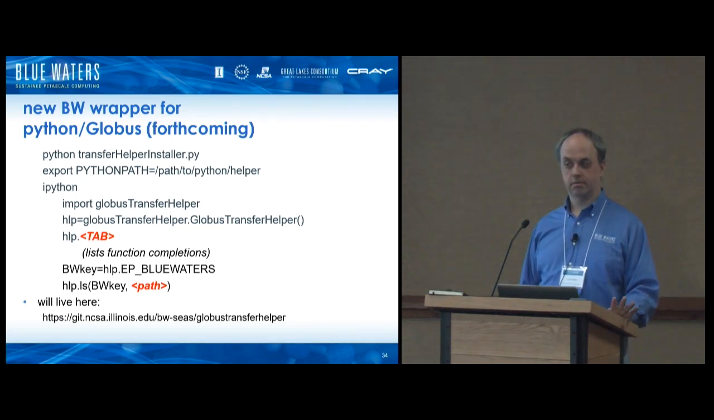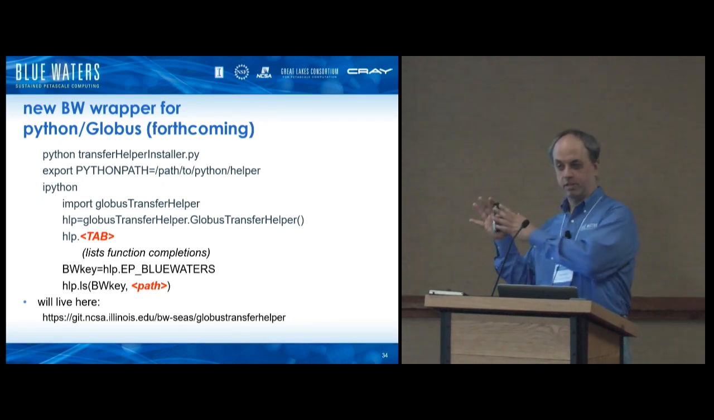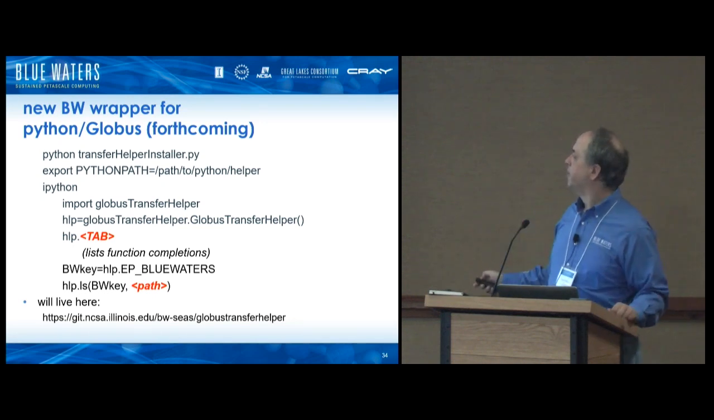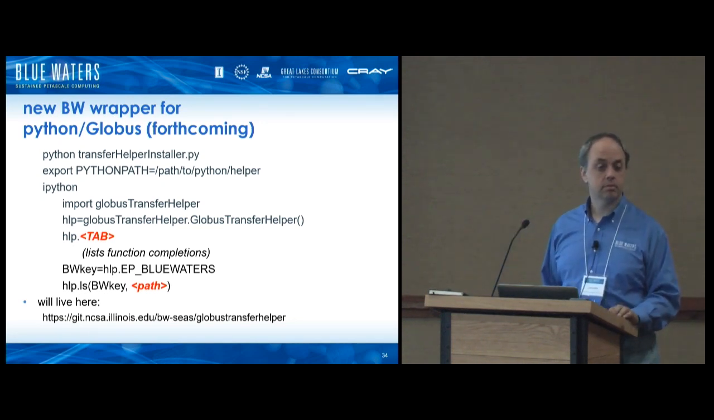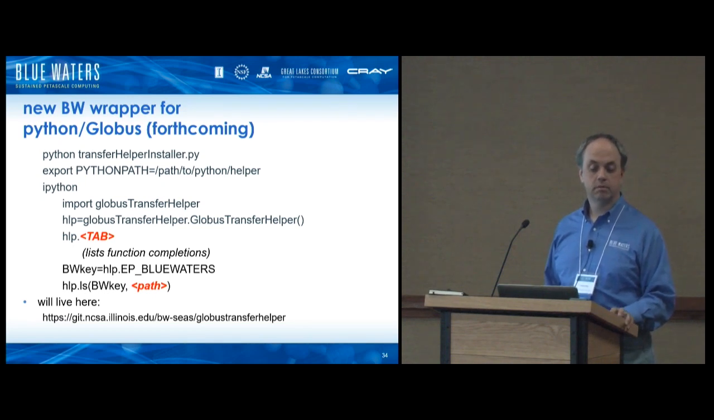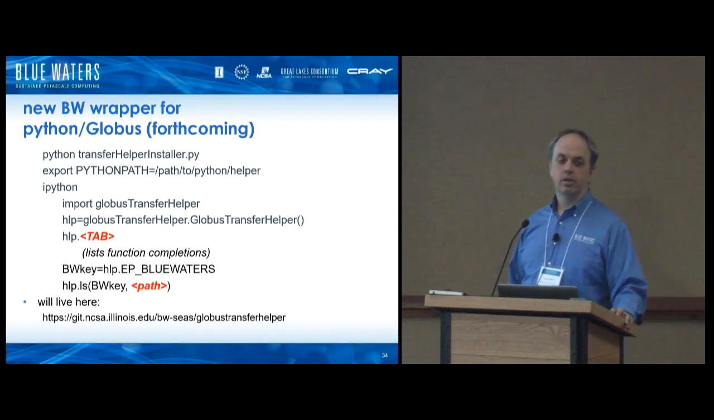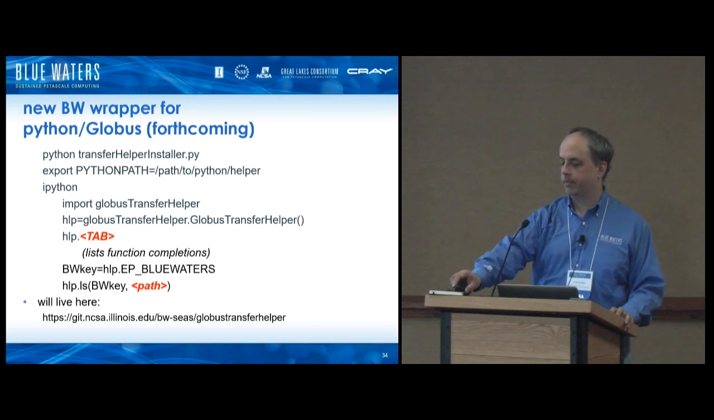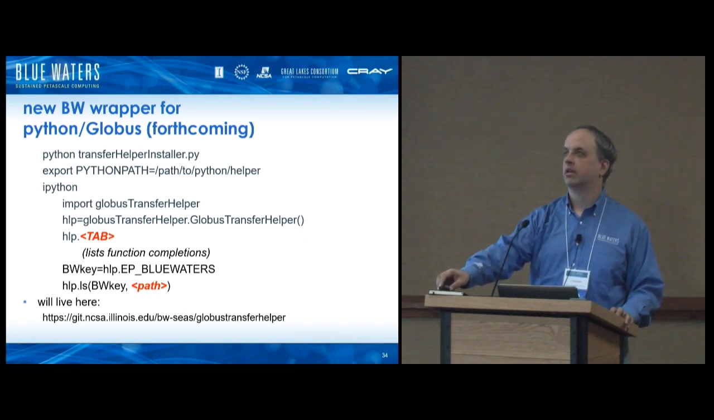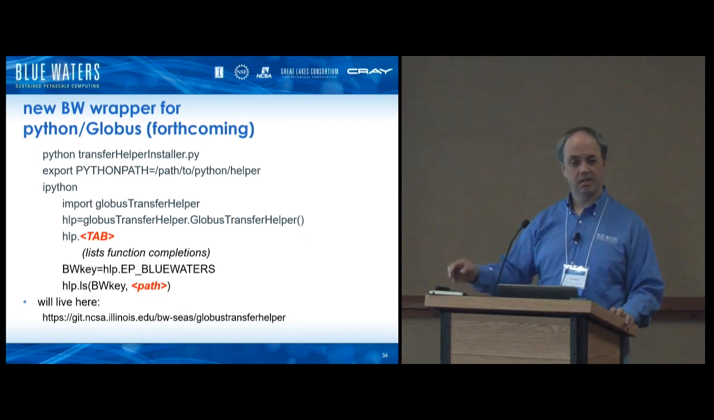Is that approximately within 10% of being true? Okay, nodding heads, good. You may want to explain why we're wrapping it. The reason is that the Globus CLI loads Python every time, right? So this saves the latency, I guess.